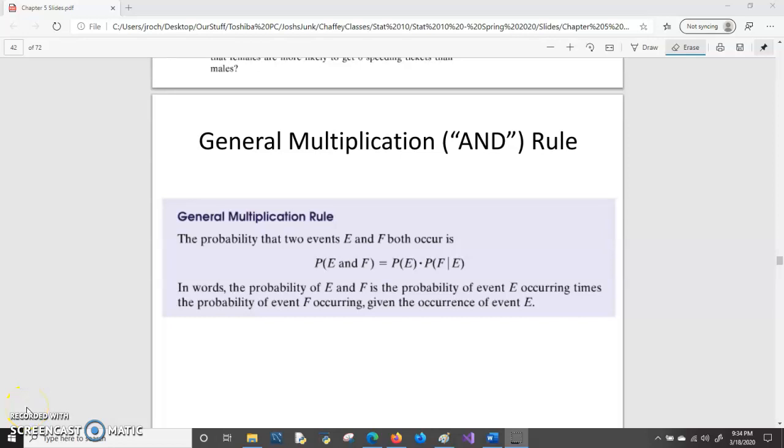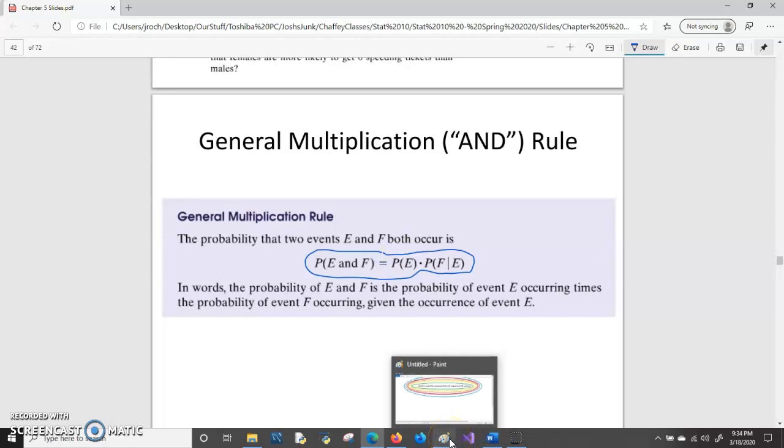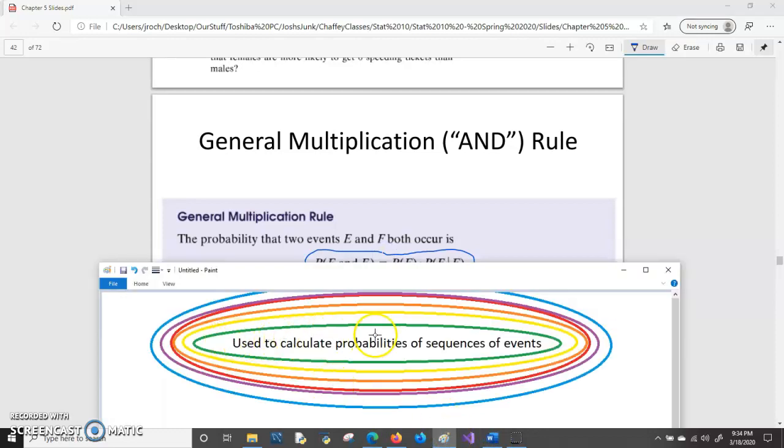The last topic that we'll cover in section 5.4 is the general multiplication rule. It's similar to the multiplication rule of section 5.3. You're multiplying probabilities. This is the formula. So you're still multiplying probabilities, and you do it this way when you want to find the probability of sequences of events.